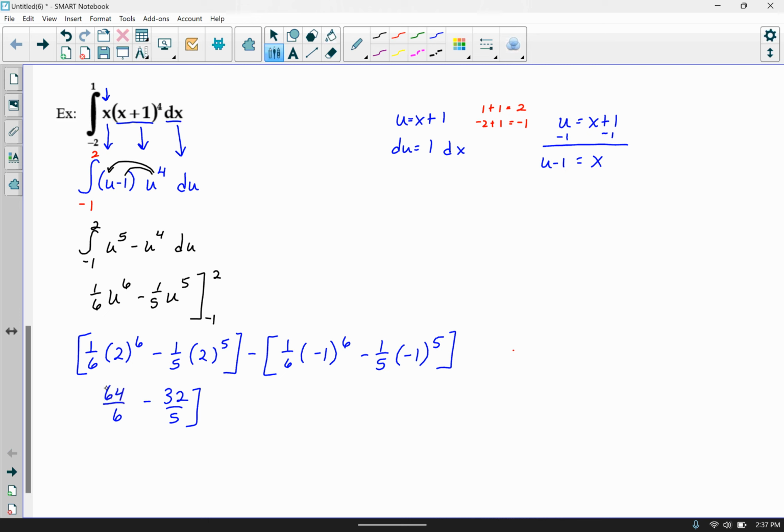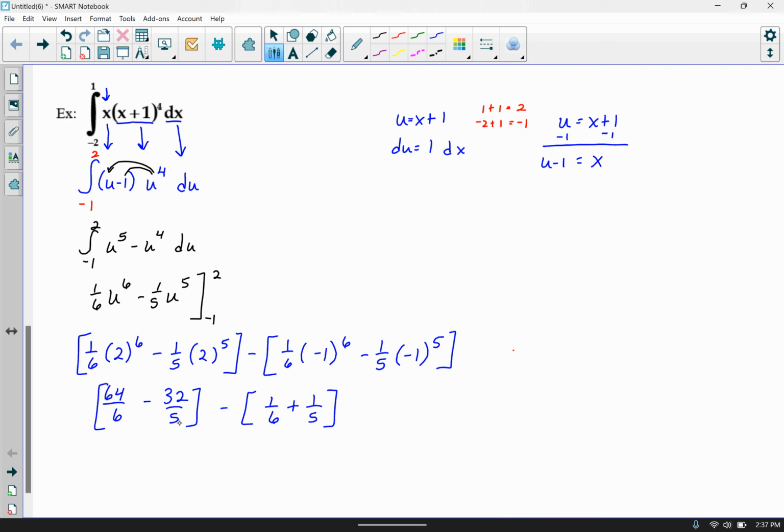All right, then back here, 1 raised to any power is still 1, and a negative raised to an even power is going to be a positive, so that lands me at 1/6. Let's see, I might need to change my sign back here. I've got a negative raised to an odd power, so that'll be negative, times a negative, so yep, I'll have a positive 1/5.